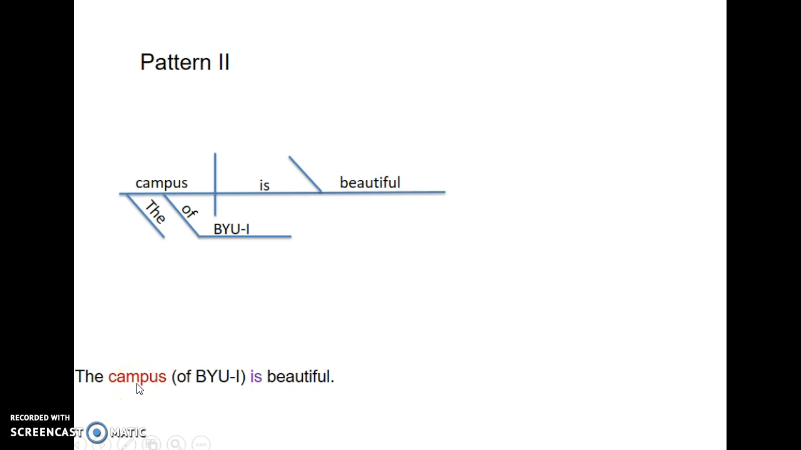In this one, our subject is campus. We skip over a prepositional phrase to our verb, which is a be verb. And then we have an adjective at the end. So we have subject, be verb, adjective as the subjective complement, which makes that a pattern 2. And then we just put in our definite article, and of BYU Idaho, the preposition, is telling us what campus we're talking about. So that goes below campus, preposition on the slant, noun on the horizontal.